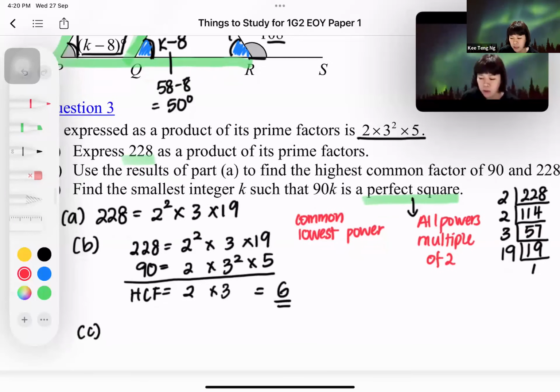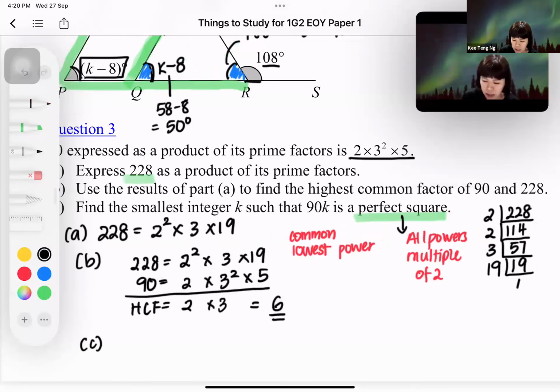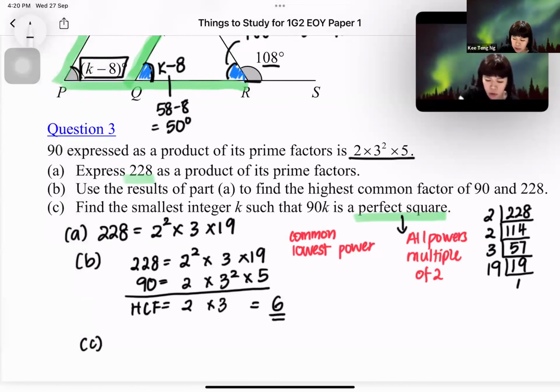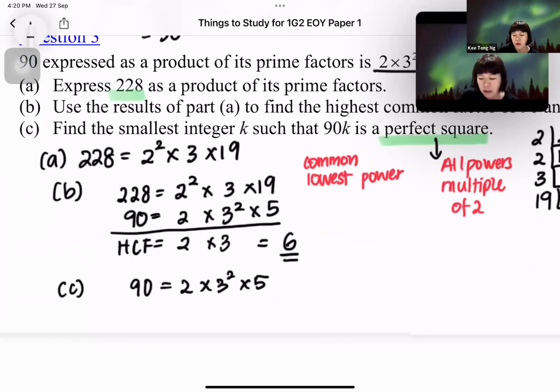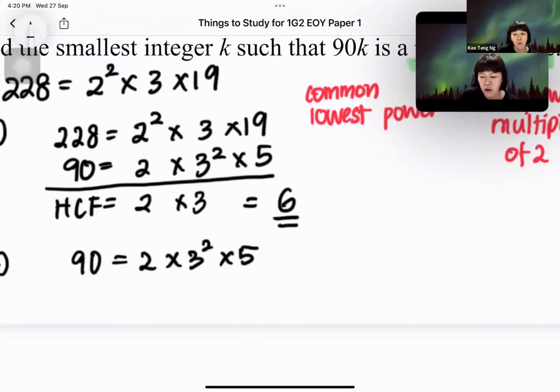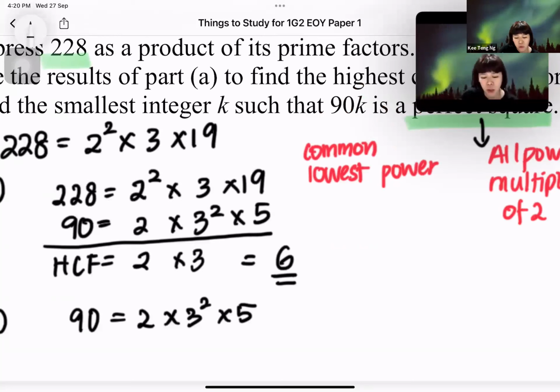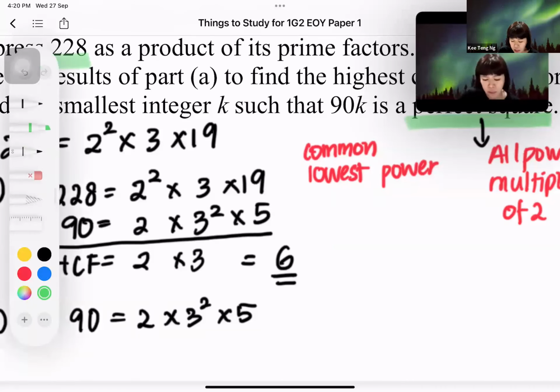I want to look at 90k. 90 is which number? Oh, 90 is this one, right? 90 is 2, 3 square, 5. Which are the factors that do not have power 2 or even power, multiple of 2? Which one doesn't have? This one is on its own, 2 to the power 1 only. This one, 5. Yes, 2 and 5.